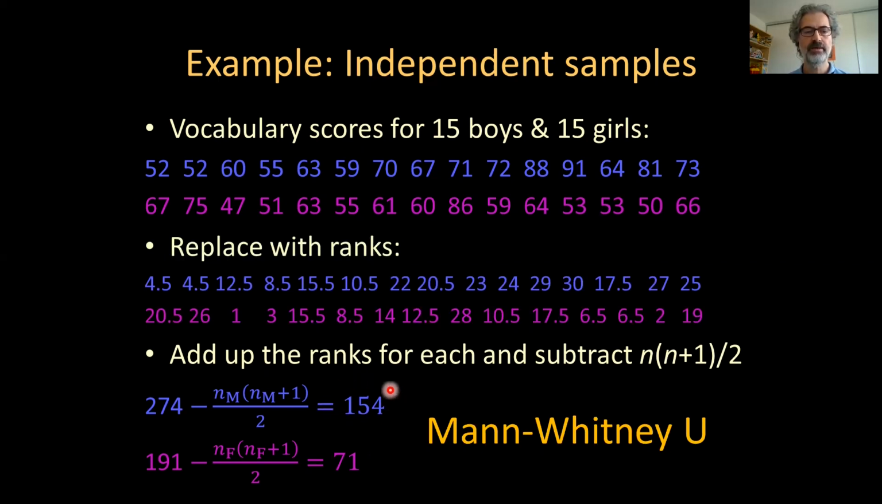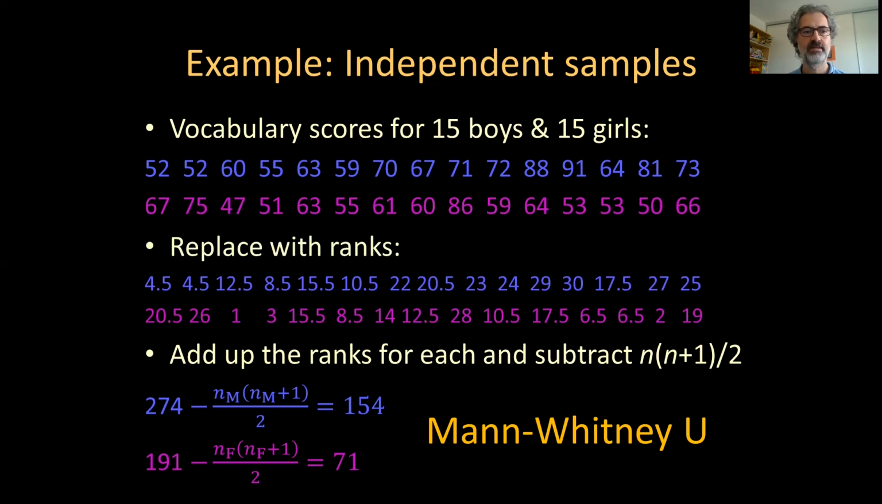You can obtain this value by counting how many times a boy's score exceeds a girl's score. So if you compare this score with all girls' scores, you will see that it exceeds this value. So 52 is greater than 47, is greater than 51, and is greater than 50. So this exceeds 3 girl values. The same is true of this one. How many values does this one exceed? So how many girl values are less than 60?